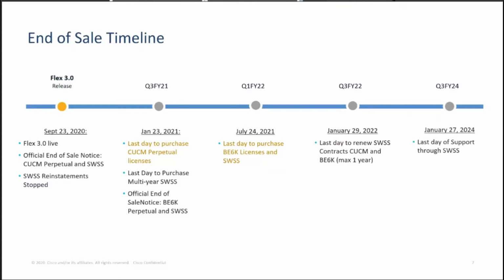And then on January 27th, 2024, that's the last day of support through SWSS in general for the Communication Manager, Expressway, Emergency Responder, and BE6K. So if you need multi-year support, your last day to buy that multi-year support is January 23rd next year. Your last day to buy perpetual licenses is January 23rd next year, right? So this will impact everybody on this call.